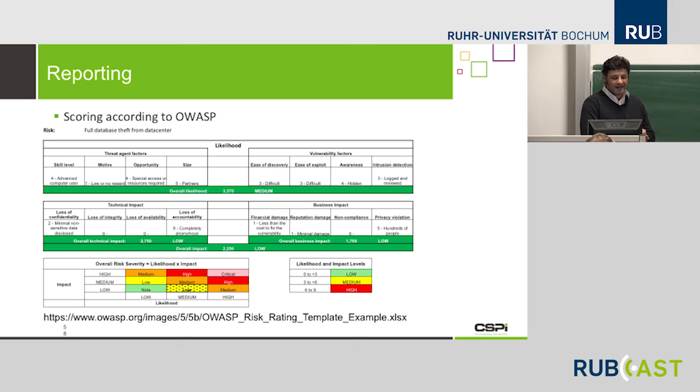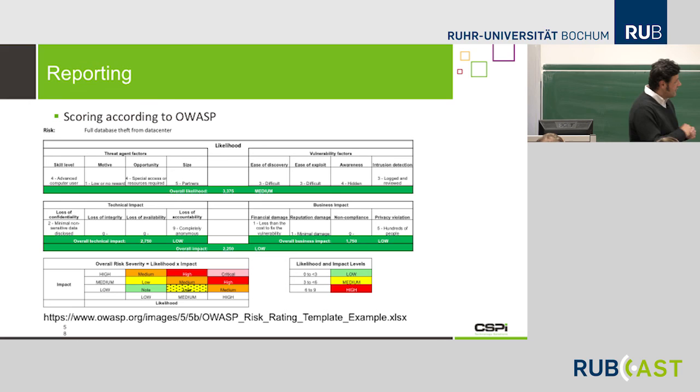then the opportunity. That means, do you need privileged access or not? Yeah. Also the size of the attacker group. Then on the vulnerability side, there are vectors like ease of discovery. Yeah? I mean, you go to the web page and you just type in an apostrophe, and then you find out whether it's a SQL injection or not.